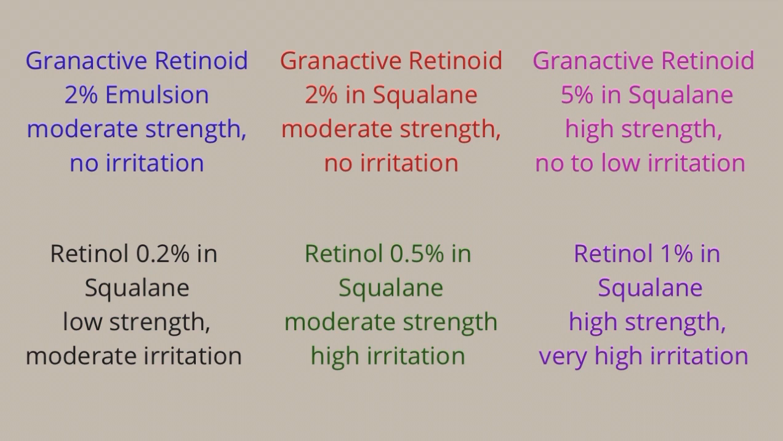In this, you can see in the top row it is retinoid. Always start with the lowest strength. In the retinoid, the minimum strength is 2%, and the high strength is 5%. And there are 2% also, the same. One is in emulsion, one is in squalane. Both have the same strength, but the texture is different. Emulsion means it is more of a creamy texture, and squalane means it is an oily kind of texture. That's about retinoids.